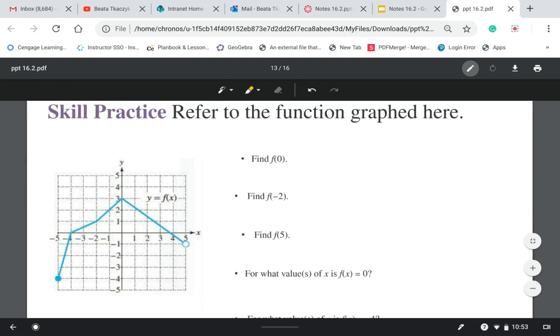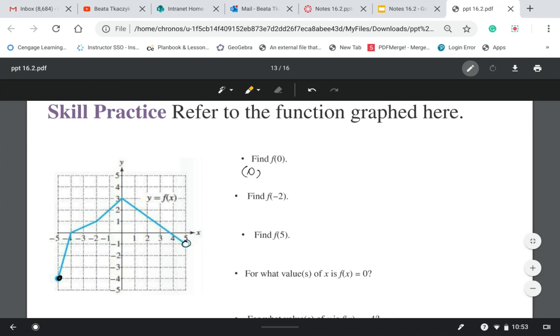Again, don't forget that an open circle means it's not part of the graph. A closed circle means we are including this point on the graph. So this is the graph of function f, okay? And you have to evaluate f of 0, which means find the y coordinate when x is equal to 0.